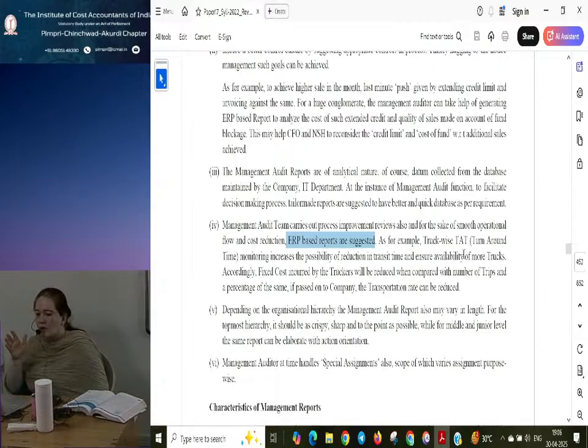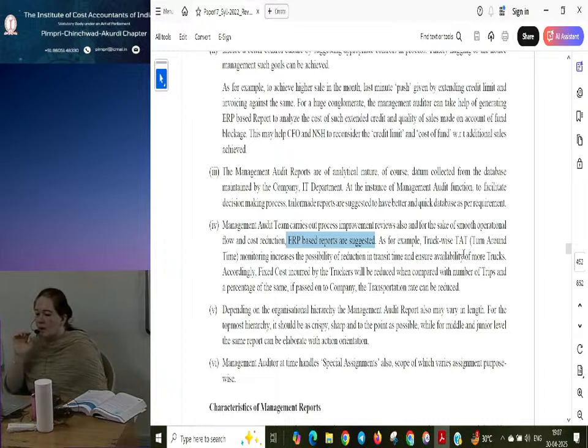And depending upon the organizational hierarchy, the management audit reports also vary in length. For example, if it is the topmost hierarchy, what will they expect? It should be to the point, it should be brief enough, it should be crisp, it should be giving the suggestions at one shot. But when it comes to middle or junior level, a lot of detailing will happen. So depending upon the audience, not just external but also internal, to whom the report is going to go, it should serve the purpose.